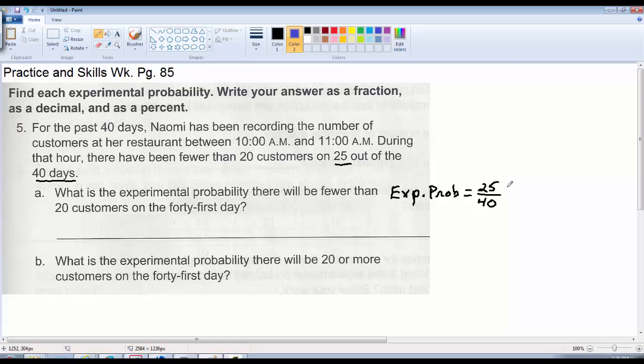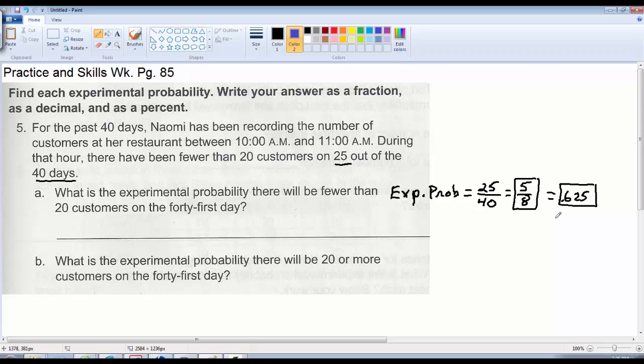Now our question says that we want it as a fraction. Well, I have it as a fraction, but we want to make sure that we simplify that down. So let's divide the top and the bottom by 5. If we do that, we're going to get 5 over 8. So that'll be our fraction. Then if we divide 5 divided by 8, we'll end up with our decimal, 0.625. So I'll go ahead and put that in there. Got to put my decimal back in there.